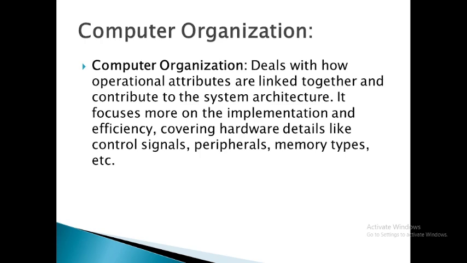Now, computer organization deals with how operational attributes are linked together and contribute to the system architecture. It usually focuses more on the implementation and efficiency, which covers hardware details like control signals, peripherals, memory types, among others.